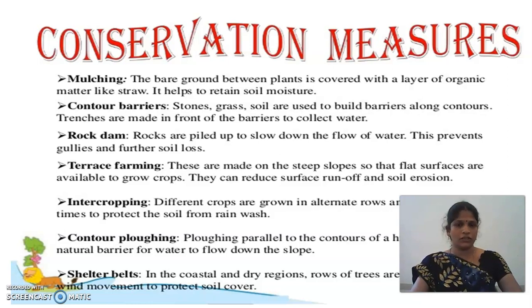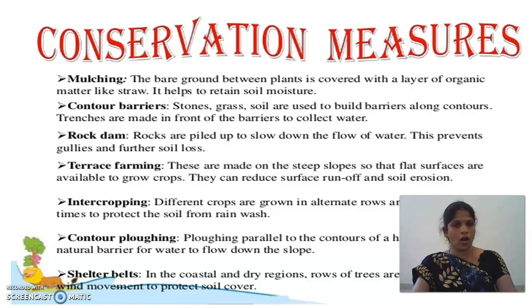First one is mulching. The bare ground between plants is covered with a layer of organic matter like straw. It helps to retain soil moisture. Listen, children, in your home we put the vegetable waste and fruit peels in the gardens. That makes the soil more fertile. Like that, here straw keeps more moisture in the soil.